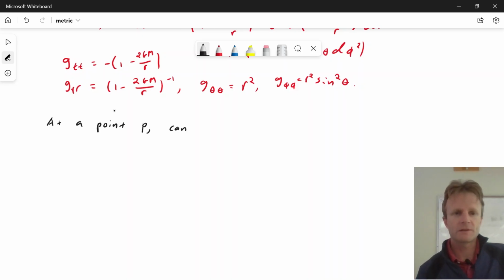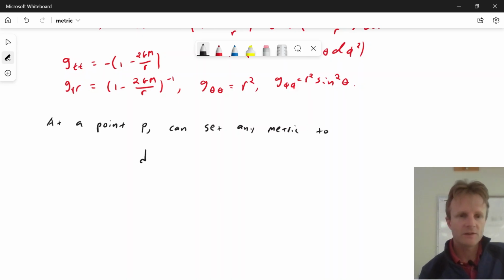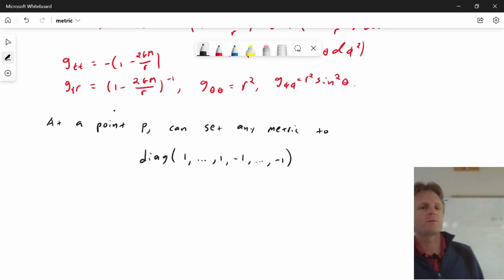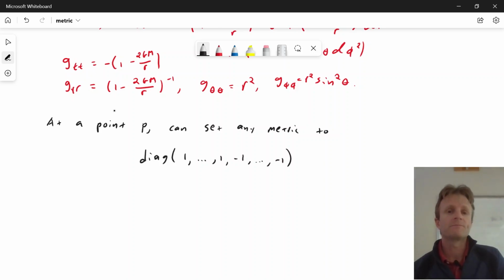A proof is sketched in the book, but it's very natural, at any point P, to set any metric to a diagonal metric with some number of 1s, some number of minus 1s. Now, this is the same as the number of positive and negative eigenvalues. You can't change that. So the number of these is called the signature of the metric.